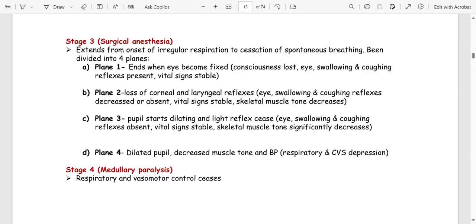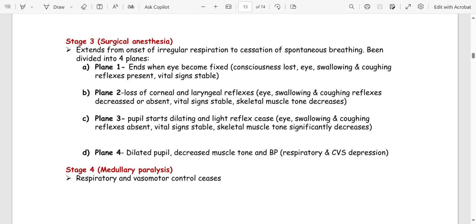In plane 2, there's loss of corneal and laryngeal reflexes. The corneal reflex, like if they touch your cornea, you don't try to close your eyes. Then in plane 3, the pupils start dilating and the light reflexes cease. Like if you try to pass a torch in the eye, the pupil is not becoming smaller, and this actually happens when someone is dead.